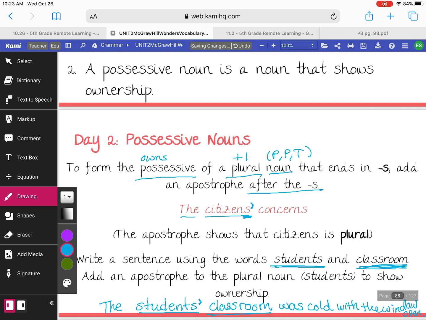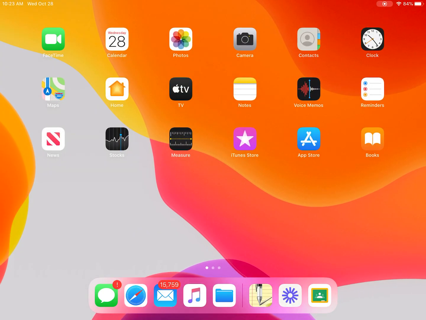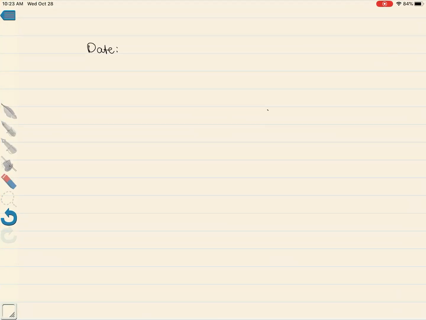In our notes today, we are going to put plural possessive nouns. We already have an S, so it's S, then the apostrophe, then what they own.